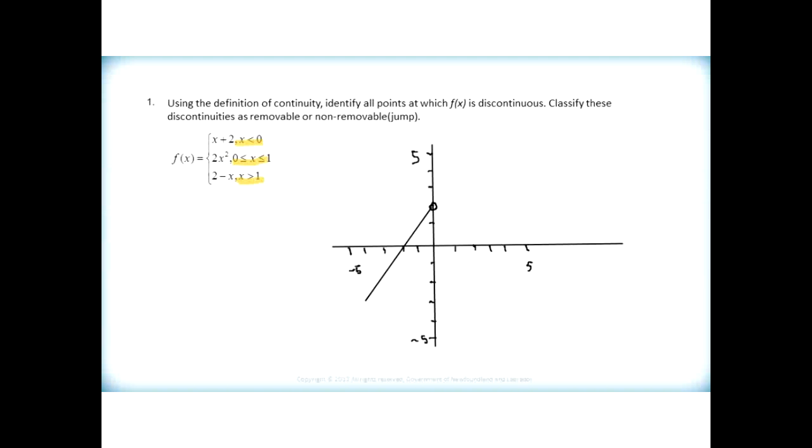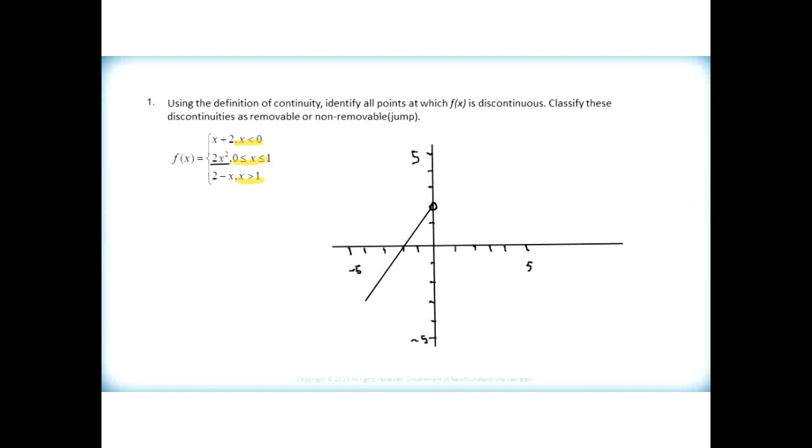The second one is y equals 2x squared. So 2x squared is the basic parabola that's been stretched up a little bit. So let's see, 2x squared from 0 up to 1. So let's see what's going to happen with that one. If we follow 2x squared from 0 to 1, then we're allowed to include the 0.